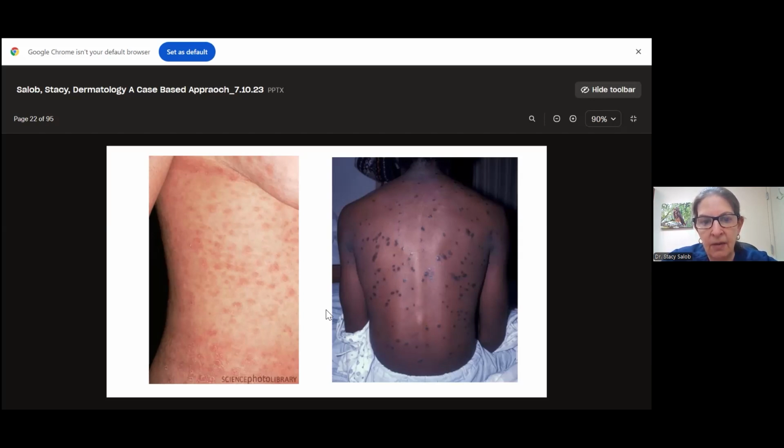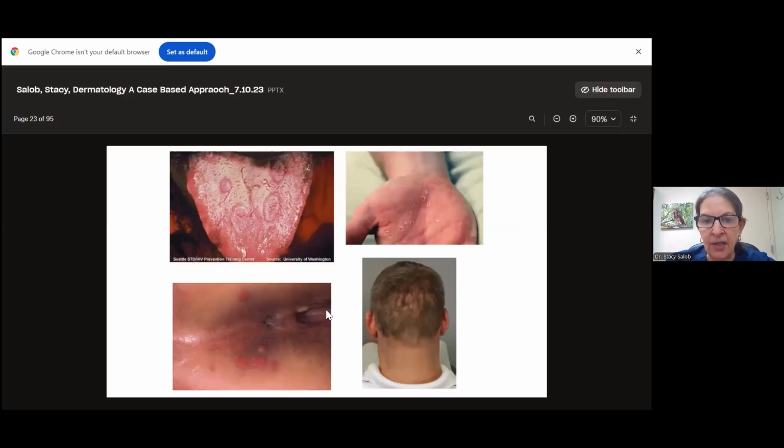I show you here on Caucasian skin, but also in skin of color. We're seeing these pinkish, round to oval, scaly patches distributed mostly on the trunk. And sometimes it can be tough to differentiate. You don't always get that perfect Christmas tree. You don't always get that herald patch.